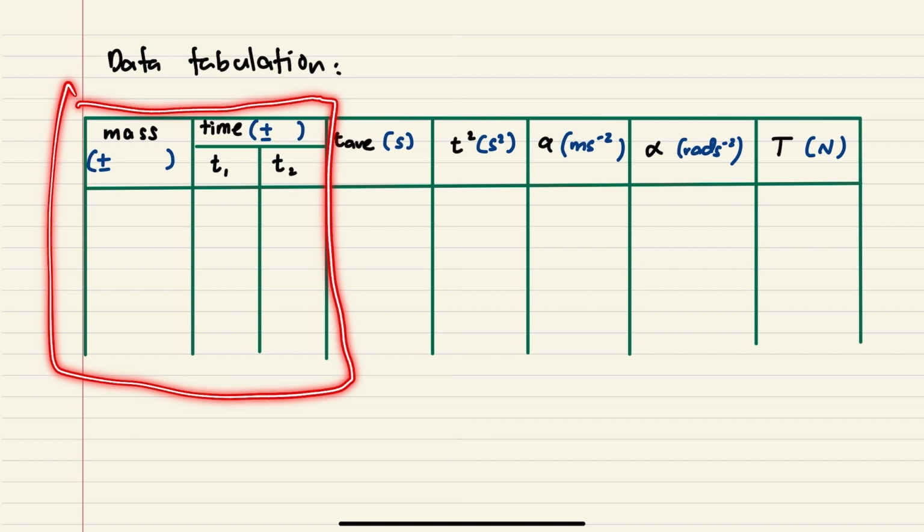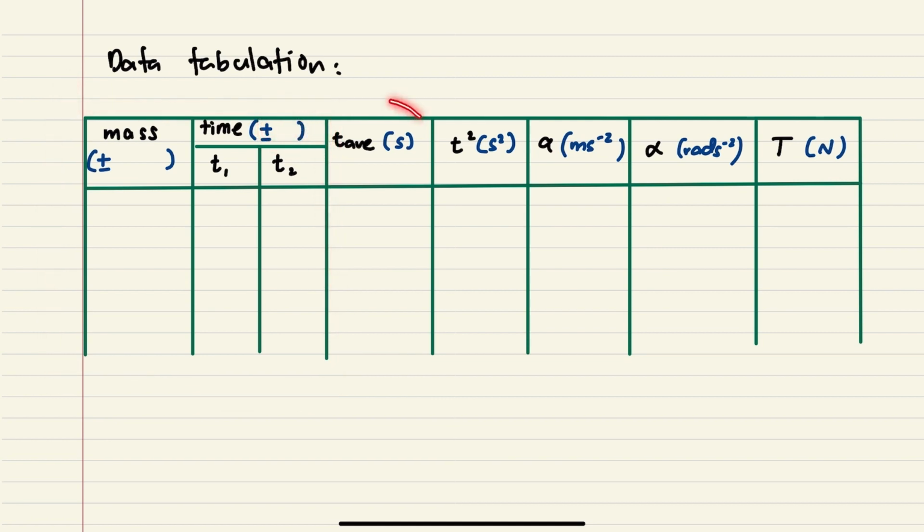The mass and the time taken. When you measure the mass, it needs to have the uncertainty and the unit. The time you measure, again, needs the uncertainty and unit. Then this is the T average, so basically T1 plus T2 divided by 2 gives you this value. This is just the square of this value. Make sure you are careful with the decimal places over here. Then this is the T square of this value, and then you can find A.